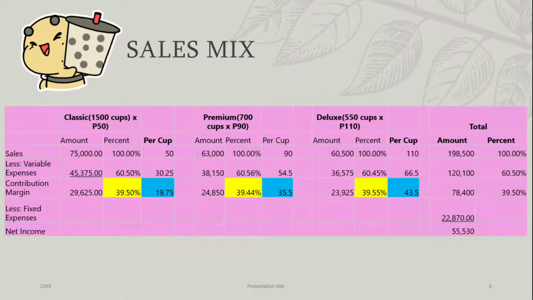Under Classic, we have 50 as selling price minus the variable expenses of 30.25, and the difference would be a contribution margin of 19.75 per cup. Again, the same process applies to the rest of the figures. Now, the amounts highlighted on this table play a significant role in getting the break-even point in cups and break-even point in peso, which will be discussed later.